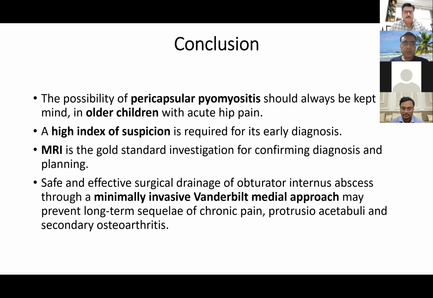To conclude, the possibility of pericapsular pyomyositis should always be kept in mind in older children with acute hip pain, and a high index of suspicion is required for its early diagnosis. MRI is the gold standard investigation for confirming diagnosis and planning, and a safe and effective surgical drainage of obturator internus abscess through a minimally invasive Vanderbilt medial approach may prevent long-term sequelae of chronic pain, protrusio, and secondary osteoarthritis.